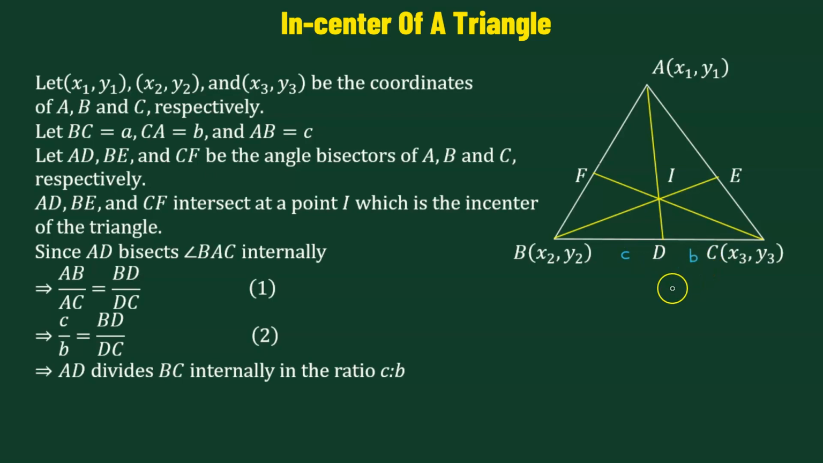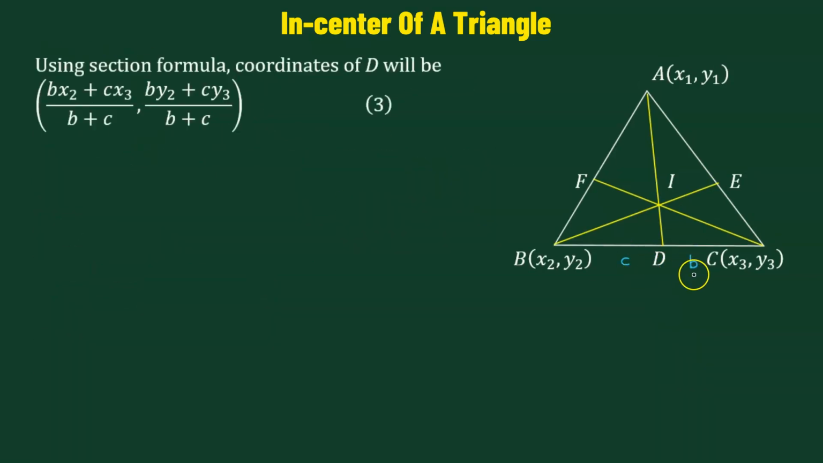Now we can find the coordinate of D using the section formula. To find the x coordinate, we take b and multiply it with x2, which gives us bx2, and add it to c times x3, which is cx3, and this is divided by b plus c. Similarly, for the y coordinate, we take b and multiply it by y2 to get by2, add c times y3, which is cy3, and divide this by b plus c. So this is going to be the coordinate of point D.